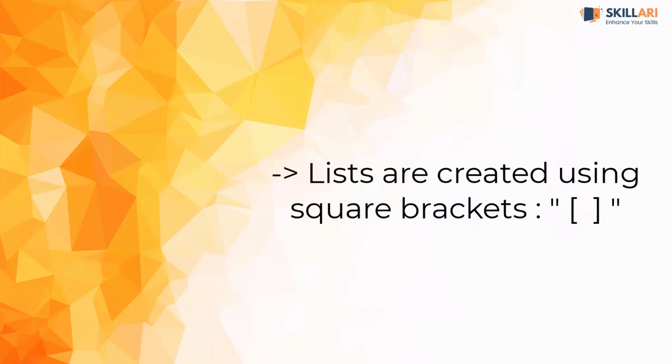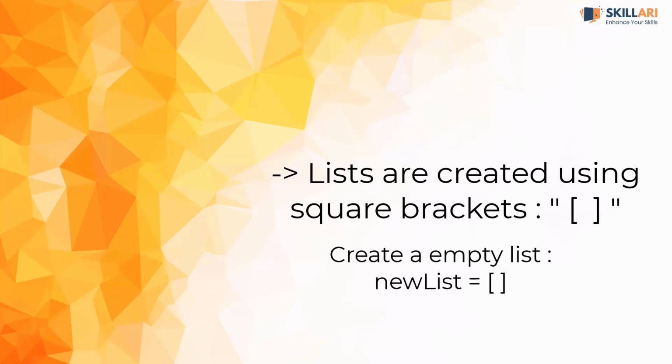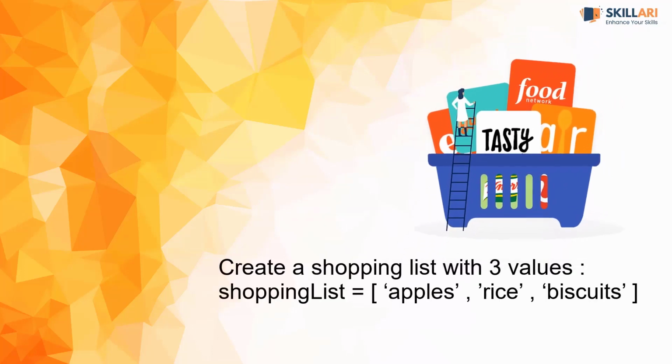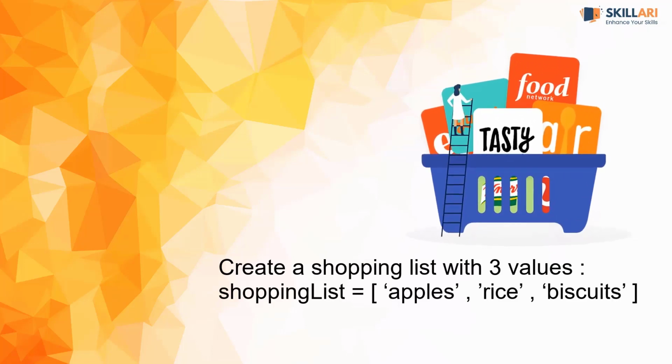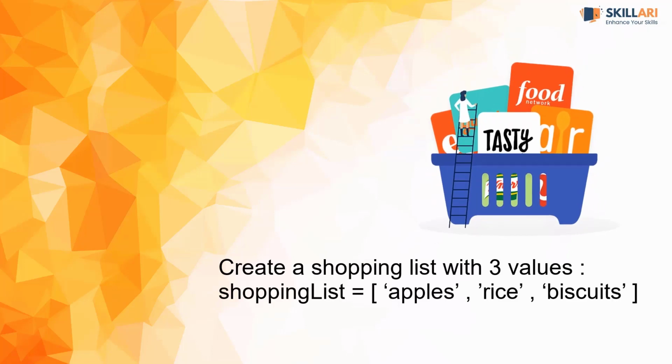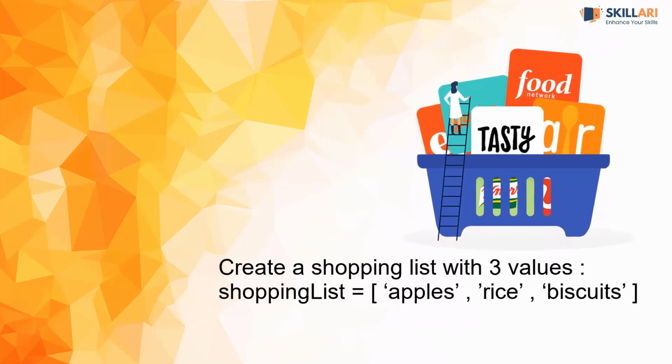To initialize a list in Python, it's very easy. We just have to put square brackets inside of it. For example, let's create an empty list where new list is equal to square brackets. That's how you can create an empty list. If you want to create and populate data into it, you just have to write values. Let's say I have a shopping list which is having maybe 3 values: apple, rice and biscuits. This is how a list will be created for that.